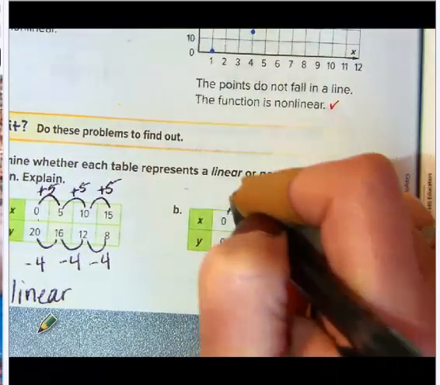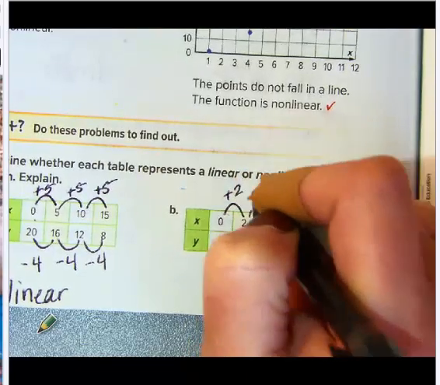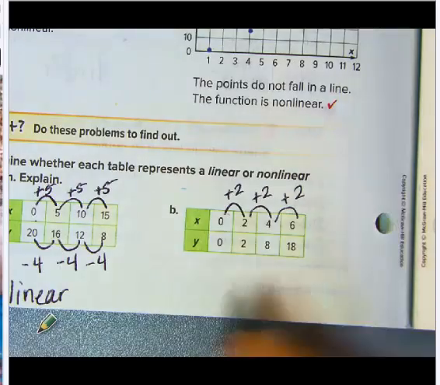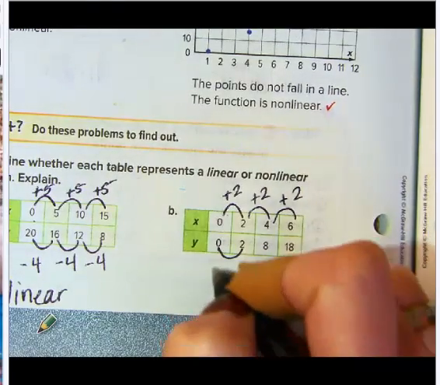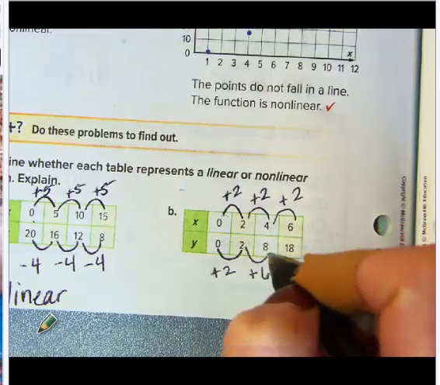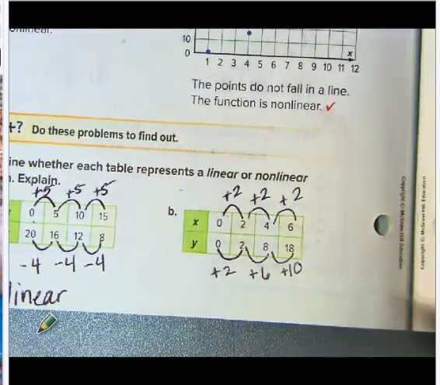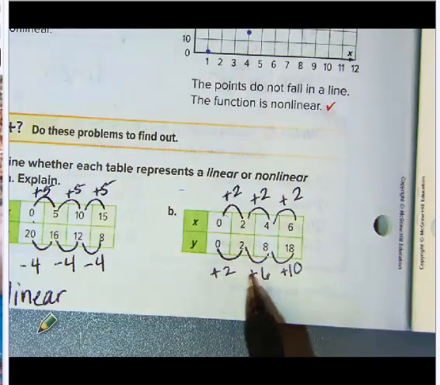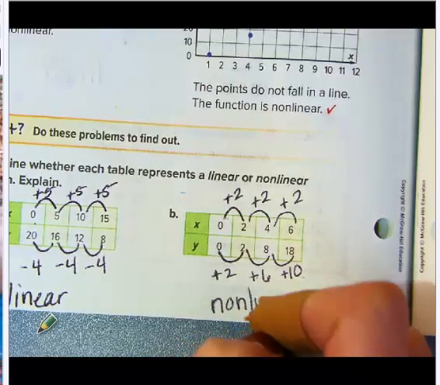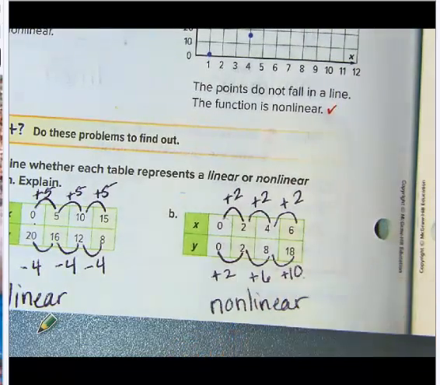Let's look at this next one. 0 to 2 is a plus 2. 2 to 4 is a plus 2. 4 to 6 is a plus 2. On the bottom, 0 to 2 is a plus 2. 2 to 8 is a plus 6. 8 to 18 is a plus 10. These are not all the same amounts, therefore this one is non-linear. Okay?